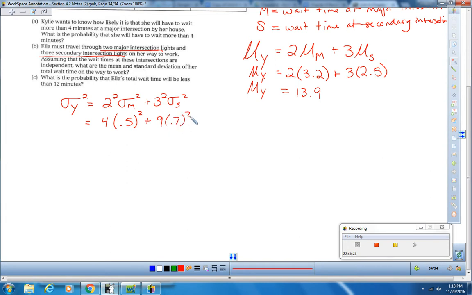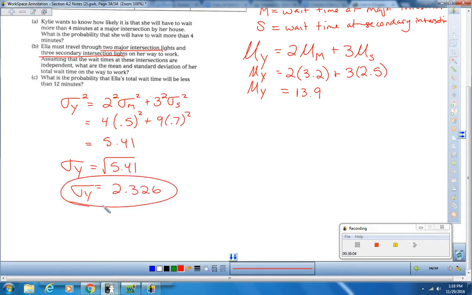Okay? So 4 times 0.5 squared is just 1. So it's 1 plus 9 times 0.49. So it's about 5.41. So that means the standard deviation of y, the standard deviation of the wait time, is the square root of 5.41, which is about 2.326. That's the mean of y, and that's the standard deviation of y. Okay?